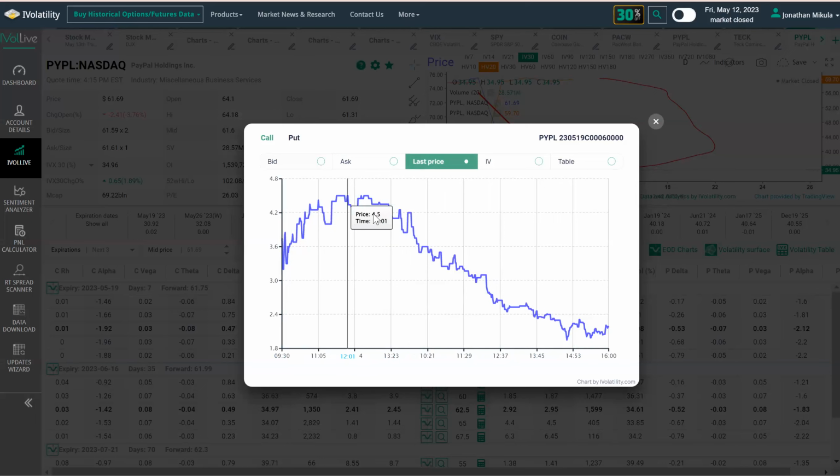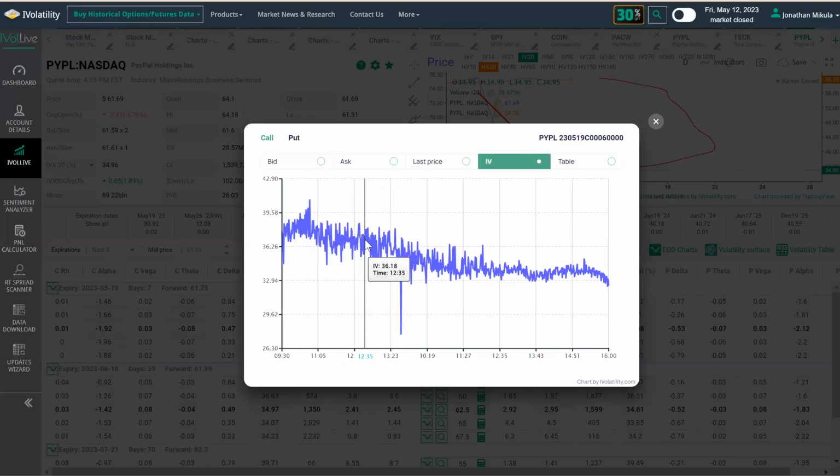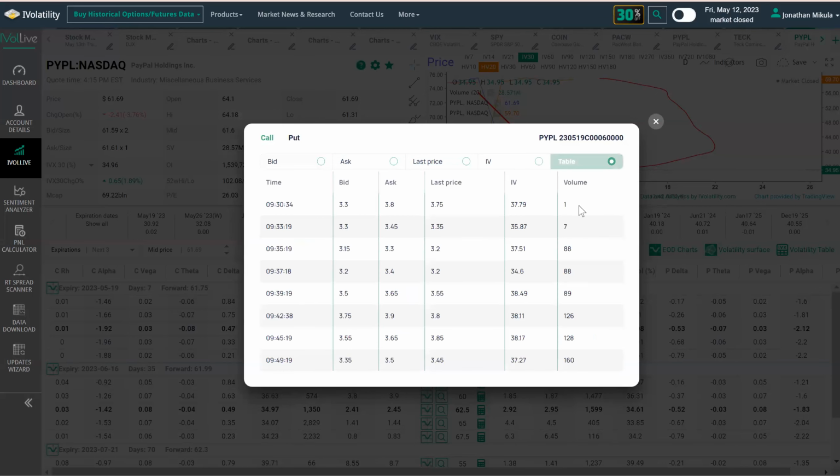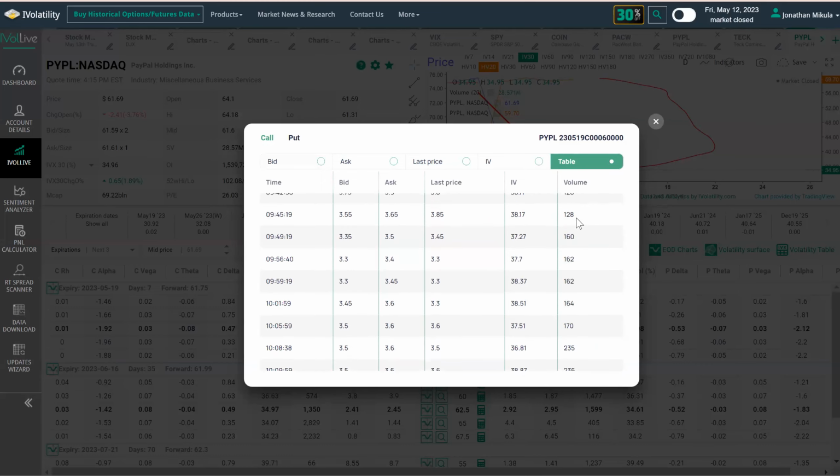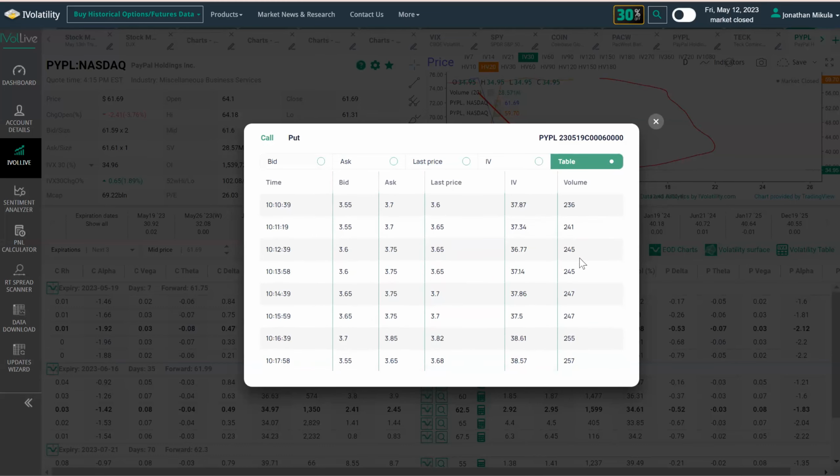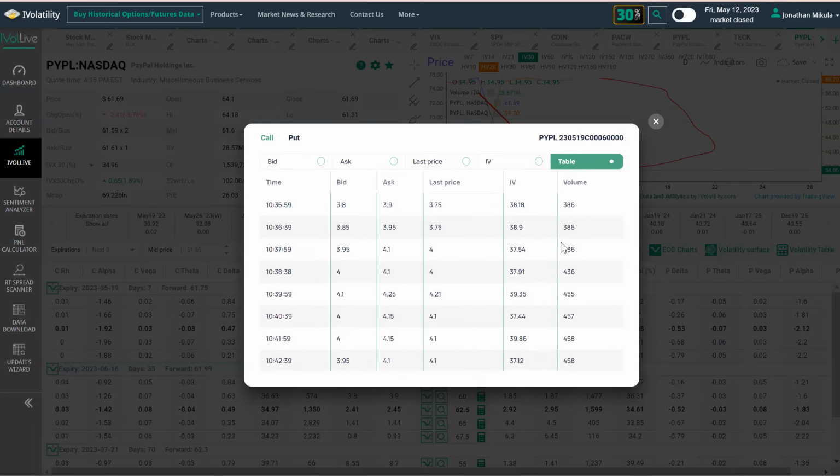You could see the price went down throughout Friday, which makes sense. Then implied volatility stayed kind of consistent, but as the trading day went on, it trended lower. And the other cool thing, my favorite view, is table view, because this shows you the time, the bid, the ask, the last price, the implied volatility that the trade took place at, and how much volume. So you can see these blocks of trades where they happened, and you can see an overall trend.